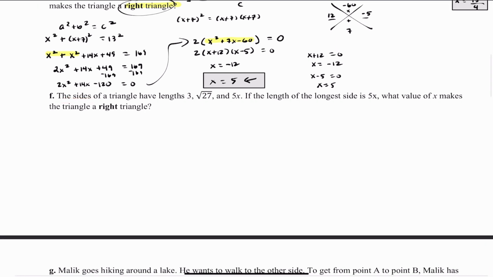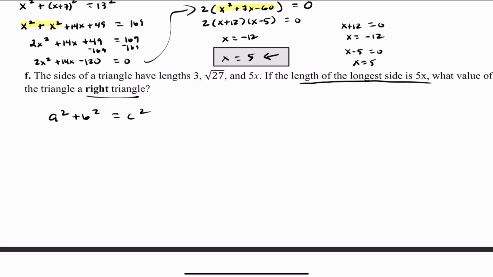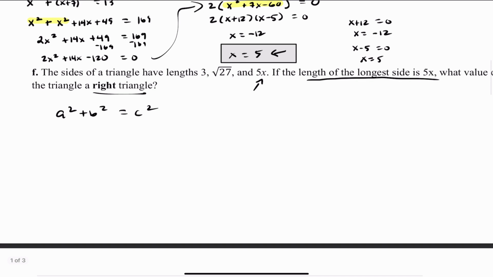The sides of a triangle have lengths 3, root 27, and 5x. If the length of the longest side is 5x, what value of x makes the triangle a right triangle? We're dealing with the right triangle. We know that the length of the longest side is 5x, so I will do a squared plus b squared equals c squared. C is going to be 5x. So I can go ahead and plug that in, and then this will be a and this will be b.